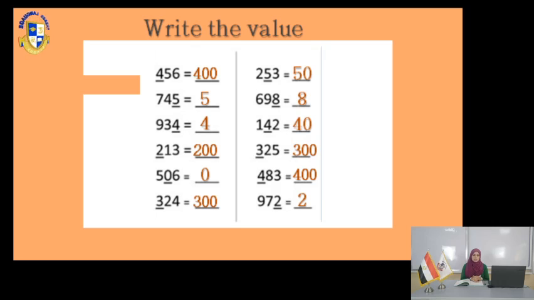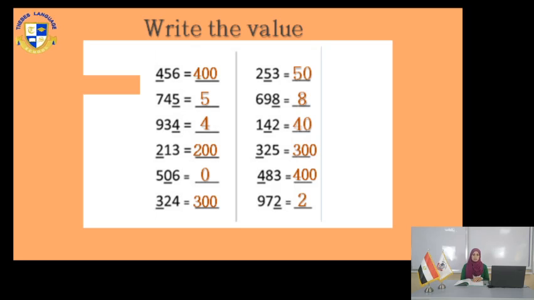698. 8 is underlined and it's a ones, so the value of this digit is 8. 142. 4 is underlined, so the value of this digit is 40. 325. 3 is underlined, so the value of this digit is 300.